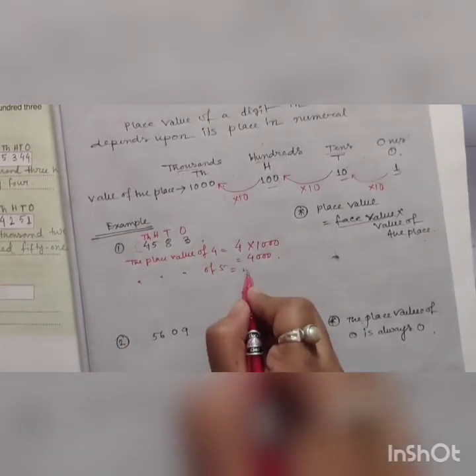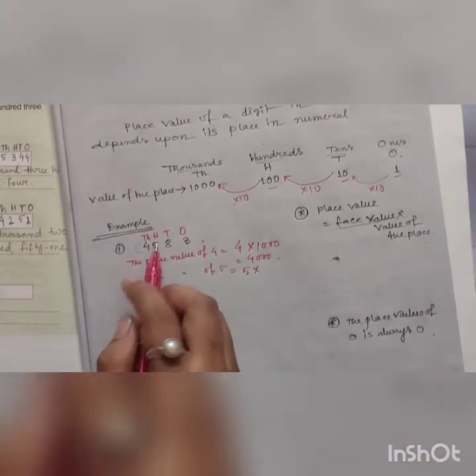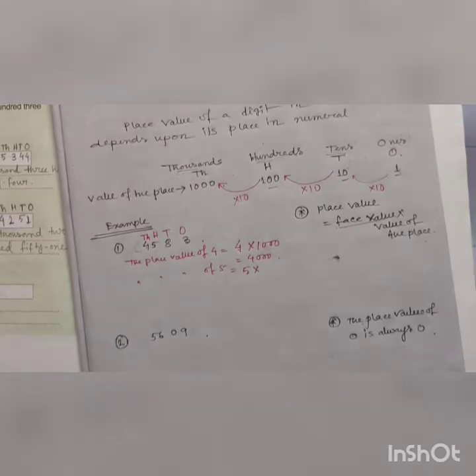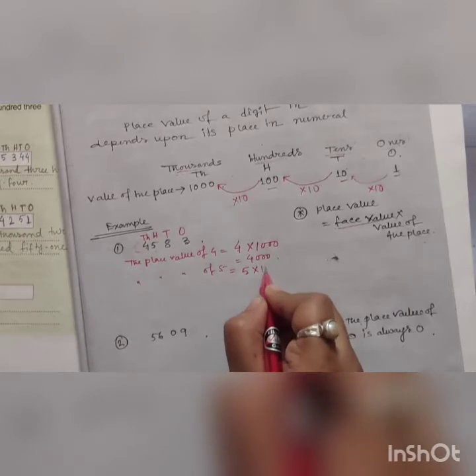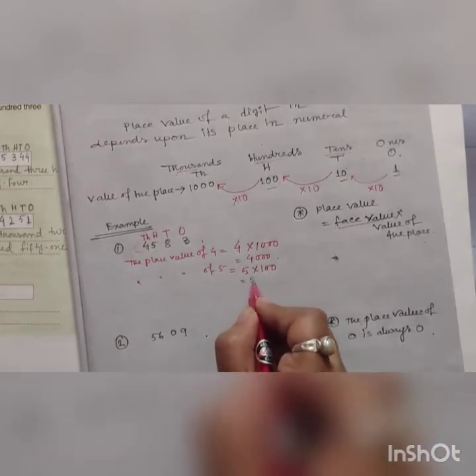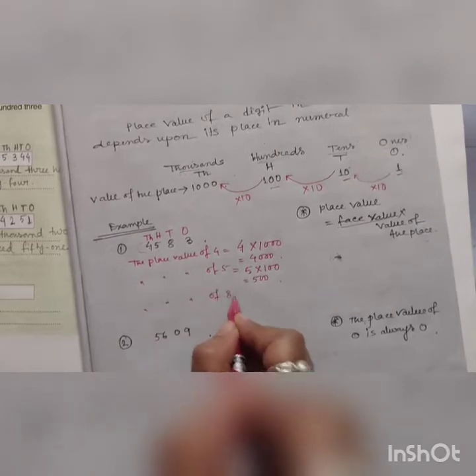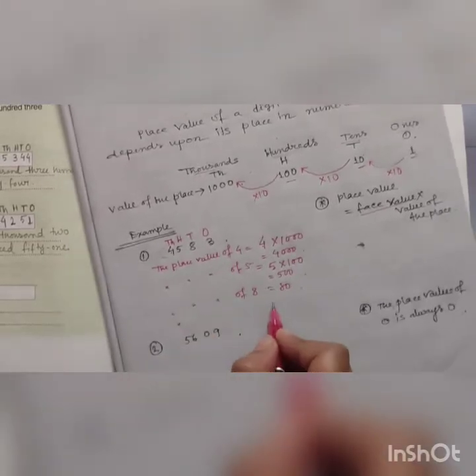So the face value of 5 is 5. 5 multiplied by which number? 5 is in hundreds place, and the value of the place hundred is 100. So 100 multiplied by 5, that is 500. Next, the place value of 8 is 80, and the place value of 3 is 3.